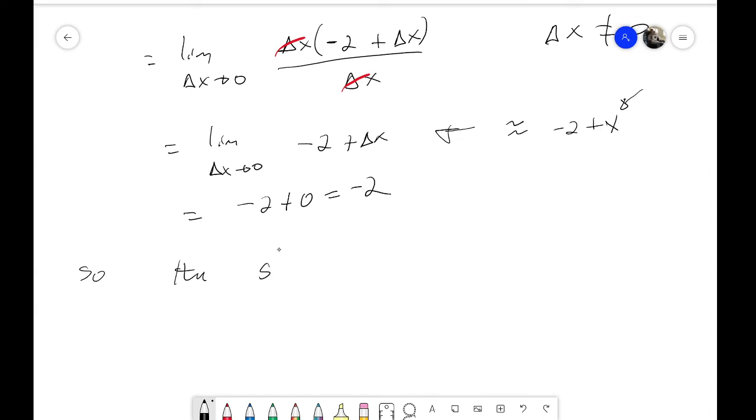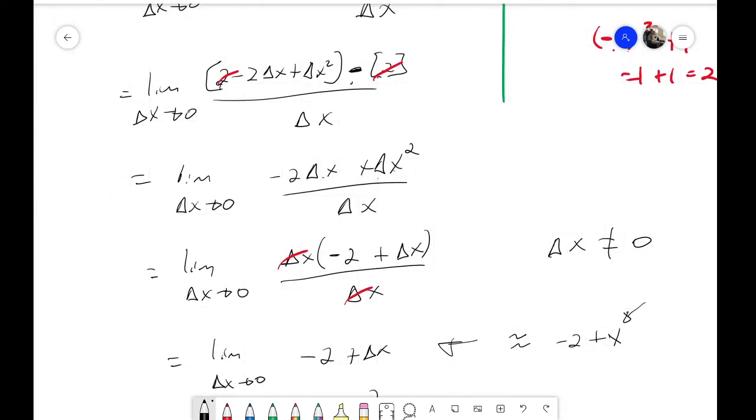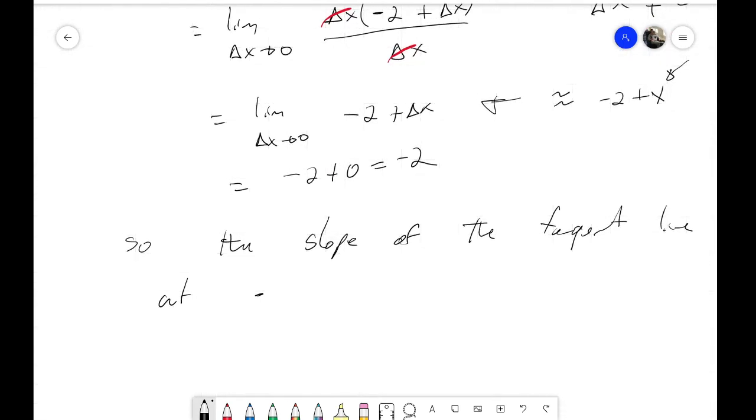the slope of the tangent line at the point, what's the point that we're dealing with, negative 1, 2? Yeah, negative 1, 2. At negative 1, comma 2 is m equals negative 2.